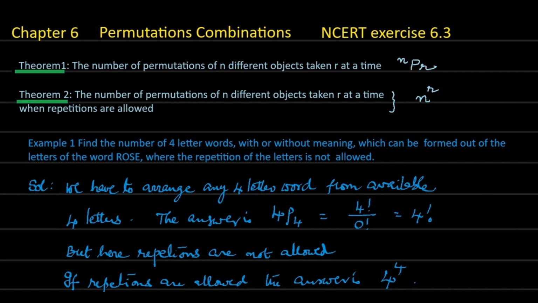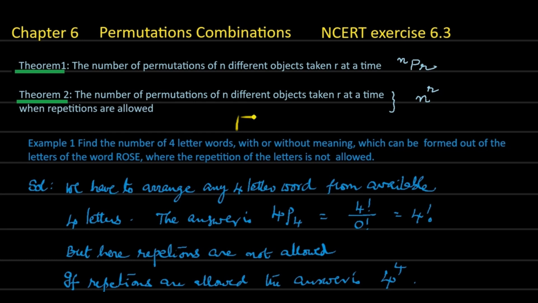Chapter 6 Permutations and Combinations, NCERT Exercise 6.3. This is the first theorem. The number of permutations of n different objects taken r at a time is nPr. Theorem 2. The number of permutations of n different objects taken r at a time, when repetitions are allowed, is n power r. You can do it with boxes, right?